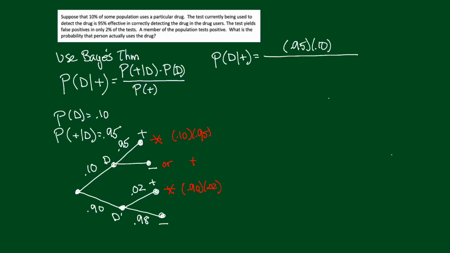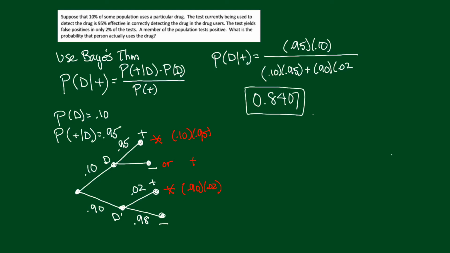Now the denominator, we just went through a bit to get that, right? The denominator is a positive, and here's how we get a positive. So I'm going to add those together. So we are going to get 0.10 times 0.95 plus 0.90 times 0.02. So when I carefully did that on my calculator, I got this. I'm going to round to 4 decimal places. I got 0.8407. Now, if I convert it to a percent, it's about 84%.